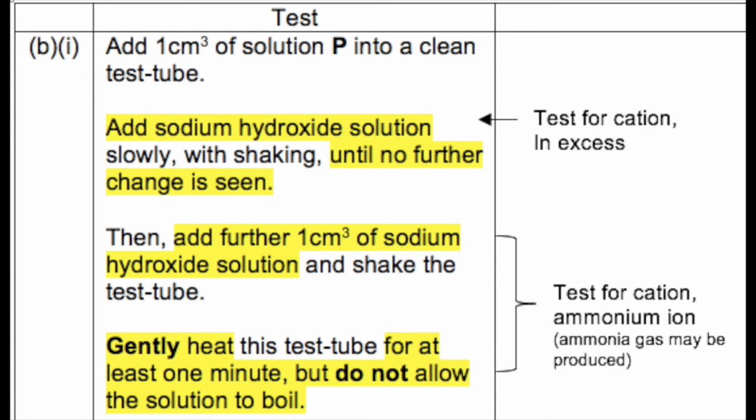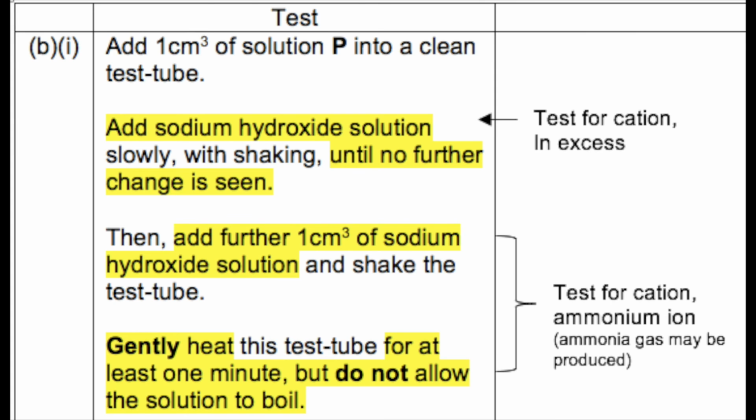Okay, for the next part, part B, when we add sodium hydroxide, this is the test for cation. Until no further change is seen means we are talking about the precipitate in excess, whether it's soluble or insoluble.